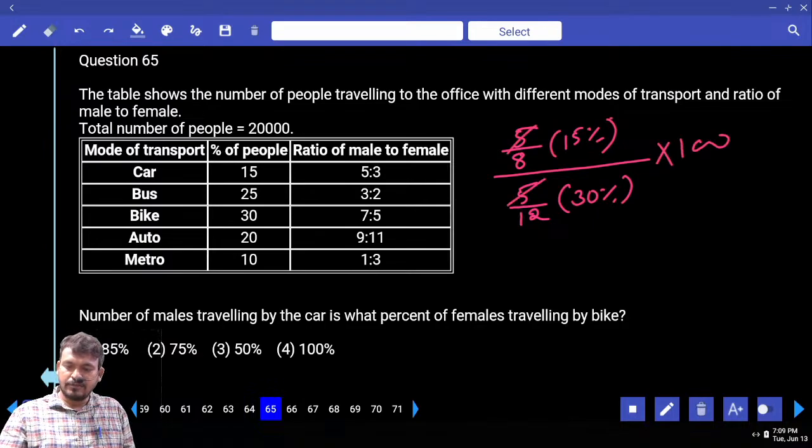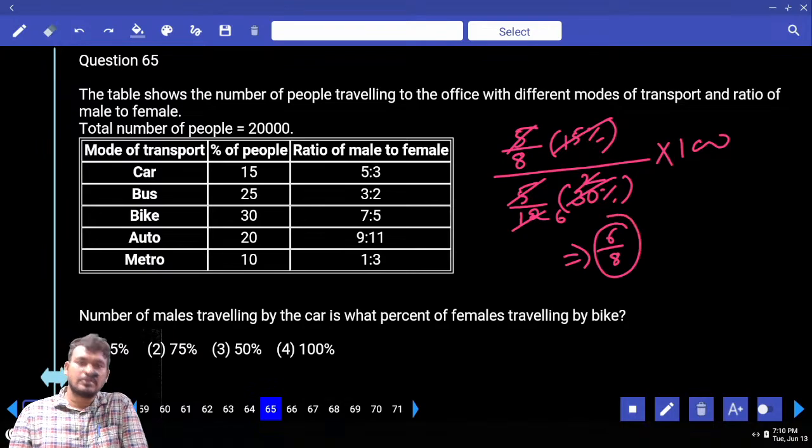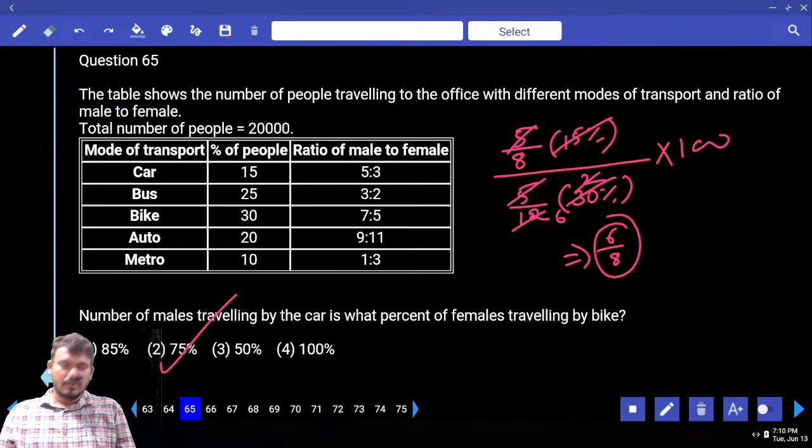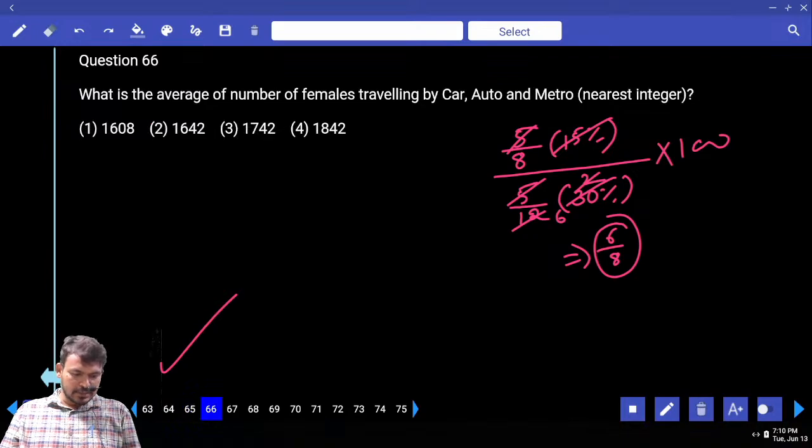5 cancels. 15 is how many times? 2 times. 2 times 6 is written as 6 by 8. 6 by 8 means 3 by 4. 3 by 4 means 75%. Because in both cases the total values are the same or different? Same. If you write numerator 20,000, denominator is also 20,000. Both are cancelled.